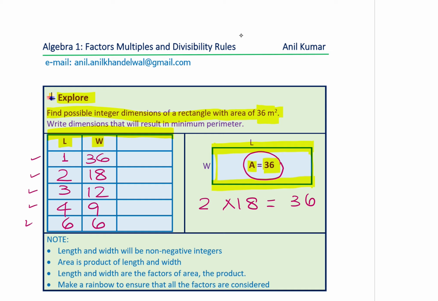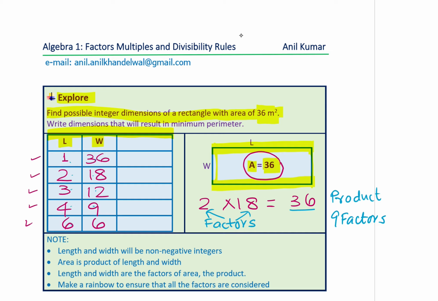So these numbers, when multiplied, give you the product of 36. So 36 is called the product. Yes, you know that. And these numbers which we are talking about are called factors. So these are factors of 36, correct? And in this case, we can actually count them: 1, 2, 3, 4, 5, 6, 7, 8, 9. We have 9 factors of 36. You get the idea, right?